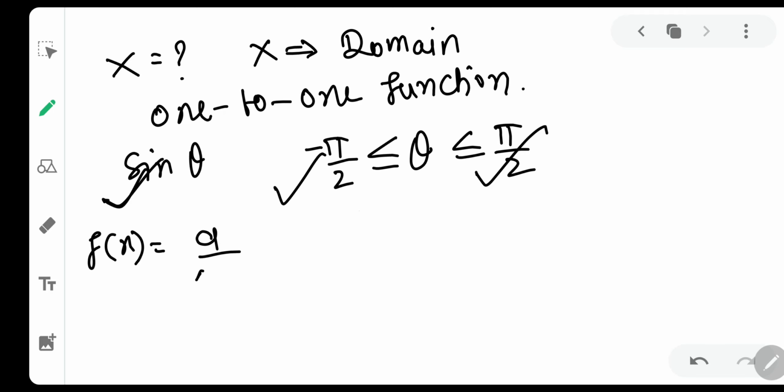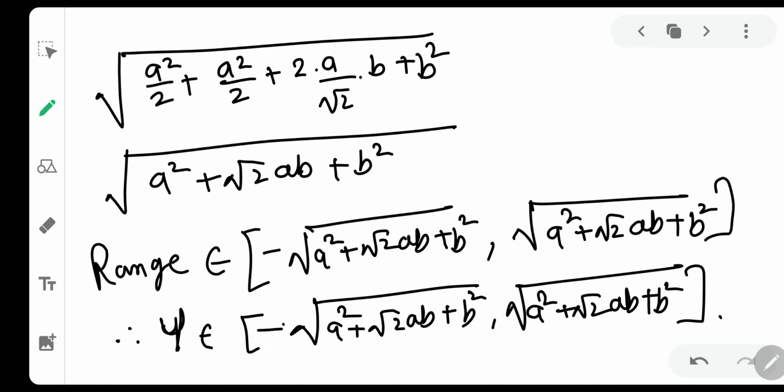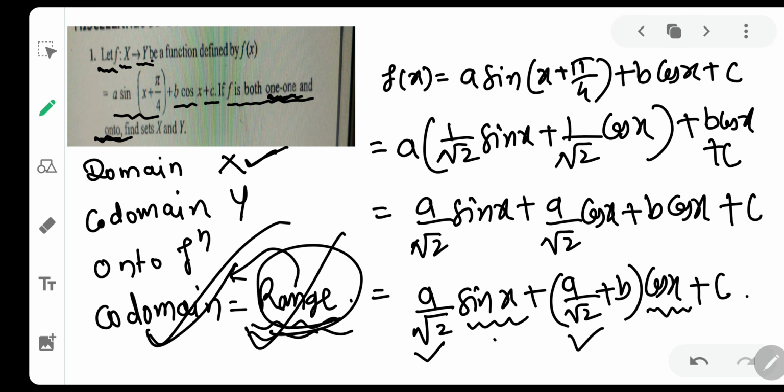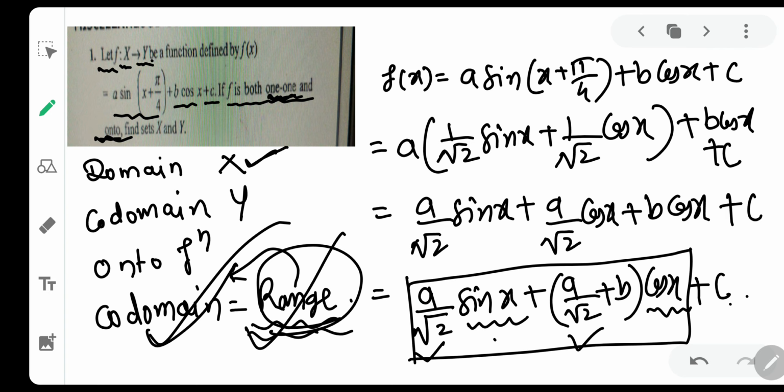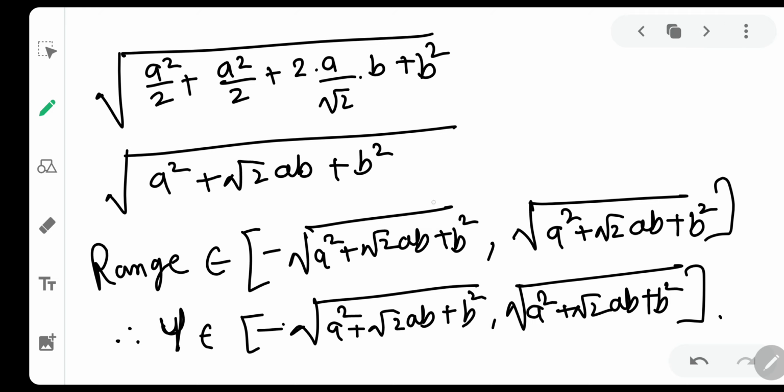It was a by root 2 sin x plus a by root 2 plus b cos x plus c. Okay, there was one more thing which we needed to add and I forgot that totally, very sorry. Along with this sin cos expression there is also a plus c. So in the range there will be a plus c on both sides. So over here also plus c and over here also plus c, very sorry for that. And over here also plus c and here also plus c.